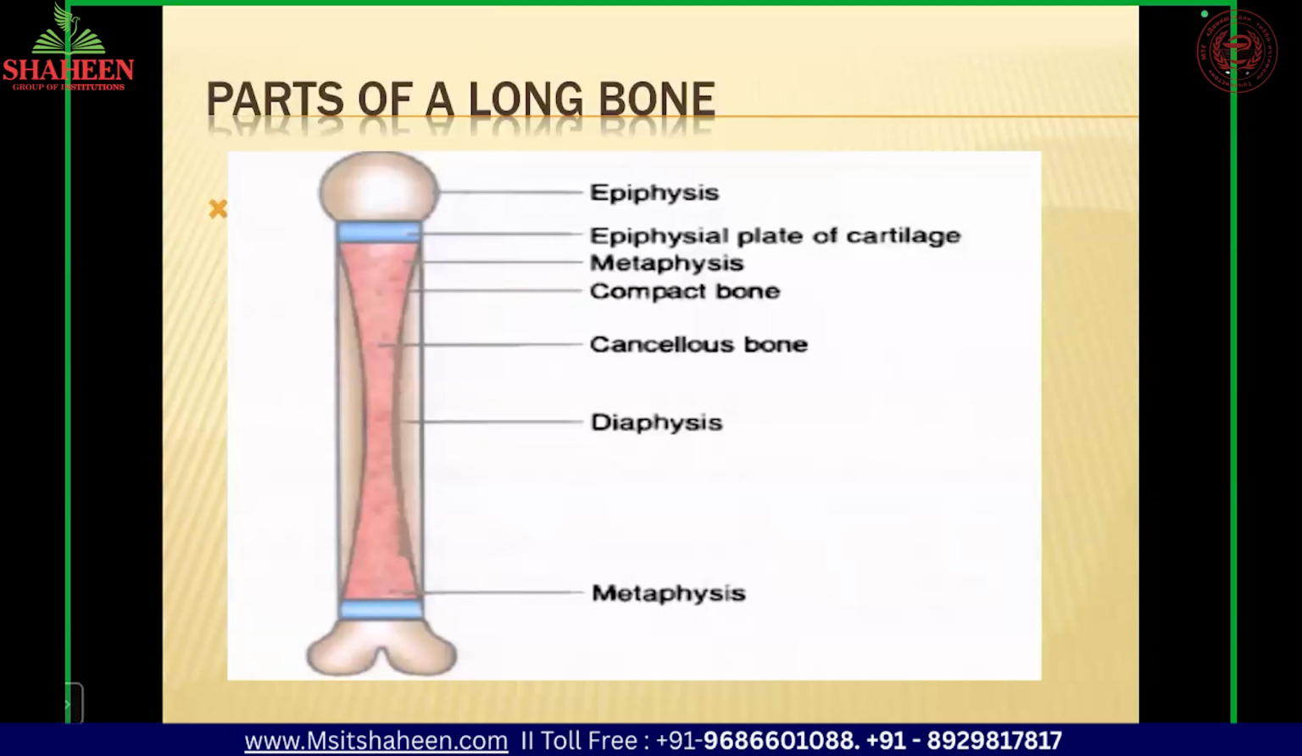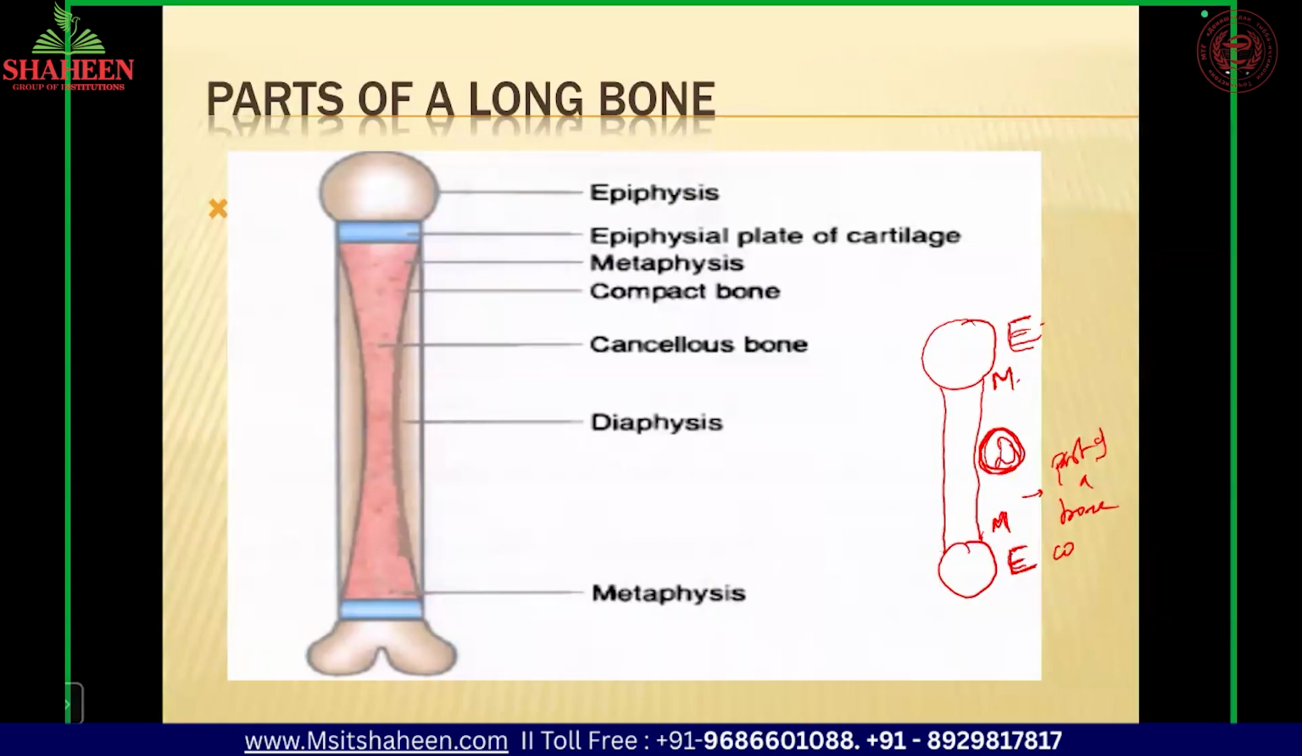So, parts of a long bone. When you take a long bone, this is the bone after ossification, the completion of the growth. Here you can see the normal bone: these are the two ends. This is the epiphysis, this is the metaphysis, and this is the diaphysis. These are the parts of a long bone. We have two epiphyses, two metaphyses and one diaphysis. This is the bone which has completed its growth.